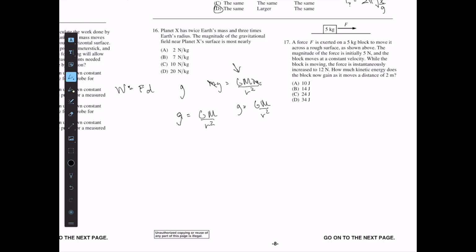So if it's twice Earth's mass and 3 times Earth's radius, g is equal to 2GM over 9r squared. So it's 2/9 g on Earth. And g on Earth, let's just say it's 10. So 2/9 times 10 is about 2 point something. Yeah, it's like 2 point something. But basically, the answer is 2.